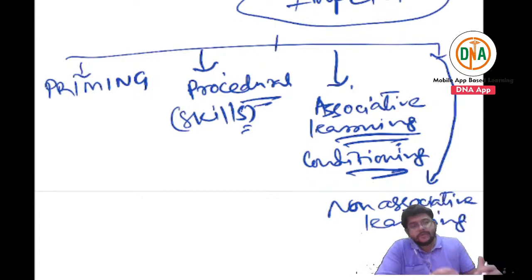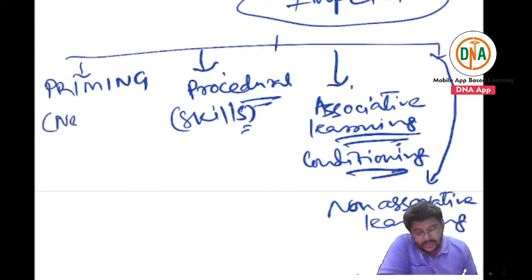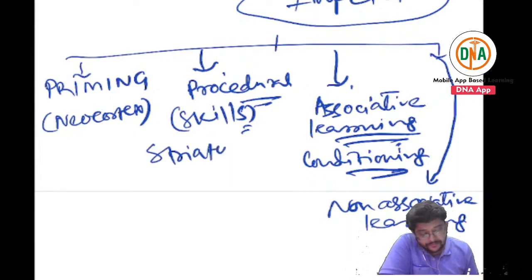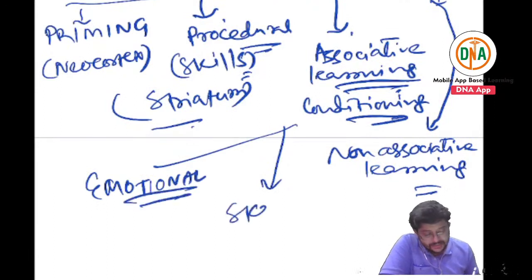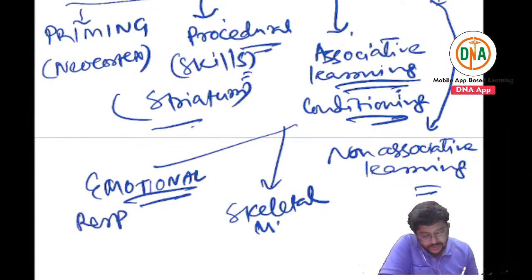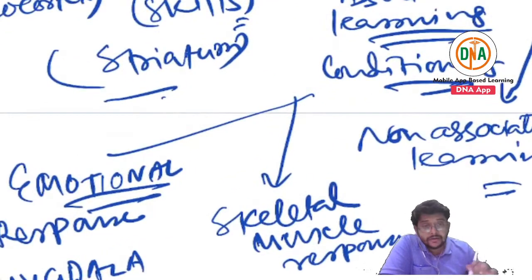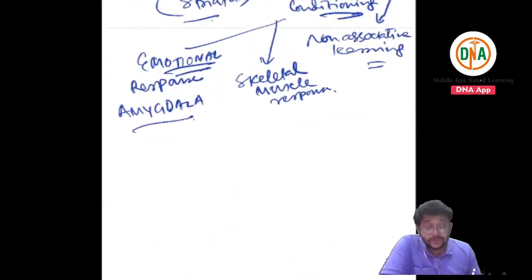Let me explain each one after another. First we need to know where these are stored and where these are processed. Priming is happening in neocortex. Procedural can happen in striatum. Now associative learning has two places. One is emotional learning, and another is skeletal muscle response. Emotional response is found in amygdala, and skeletal muscle response is found in cerebellum.